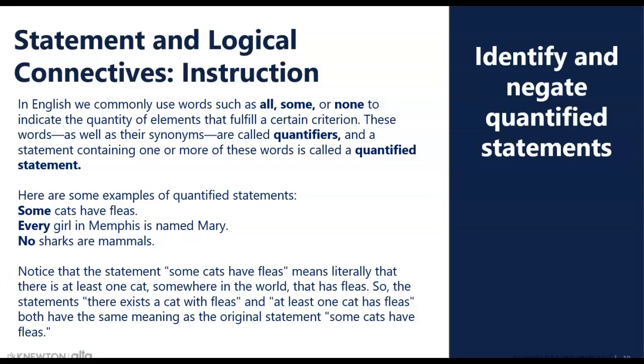So there are some types of statements where you have to be more careful when you negate them. When we use the words all, some, none, there is one, these are called quantifiers. It's not just saying something about one thing. It's saying something about a group, about some part of a group or no part of a group. And these quantified statements, you have to be careful when you negate them.